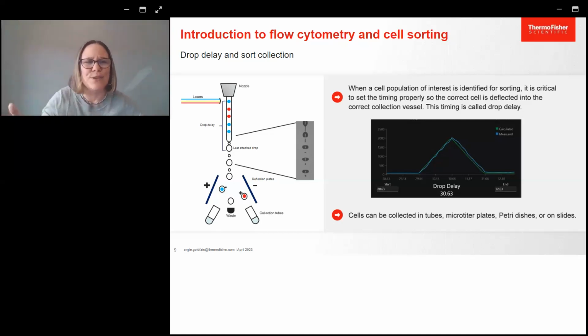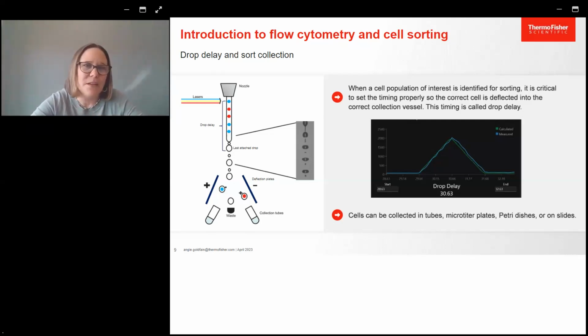So different instruments can sort at different speeds, and different numbers of populations into different collection vessels. Really, the world is your oyster with this. One of the key factors is the speed of droplet creation. Some instruments can create 30,000 droplets a second, some 90,000 or 100,000 droplets a second. So this will really dictate how fast you can sort the cells. We talked earlier that you can run hundreds, thousands, or even tens of thousands of cells per second. So that combined with your droplets per second will give you your limiting sort rate.